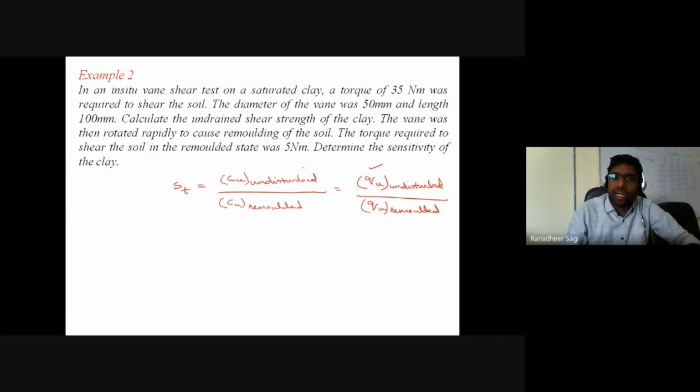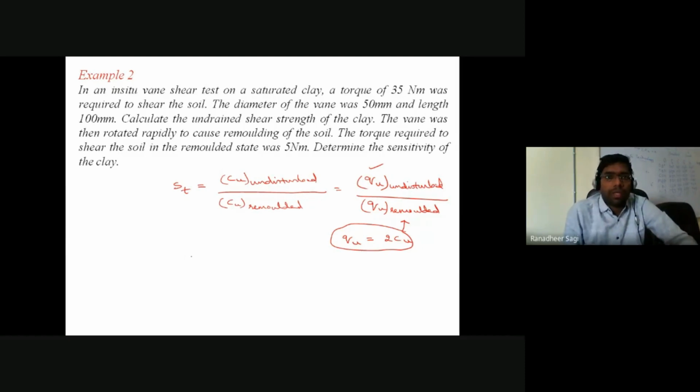The second expression we write from the first expression only, because Qu, what we know from unconfined compressive strength, is nothing but 2 times your Cu, if you can recall. We have represented Cu as half of the Qu value. So from that only, I am writing down this particular expression. Now let's look at what we are asked in this particular problem. We are asked to determine the sensitivity of the soil.